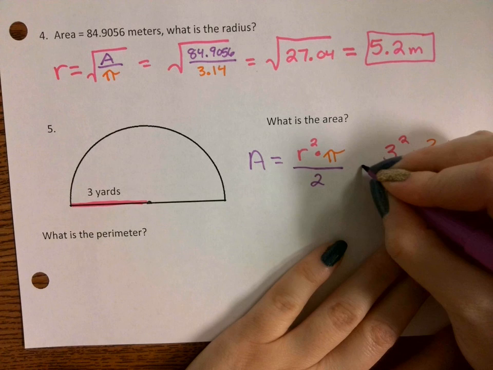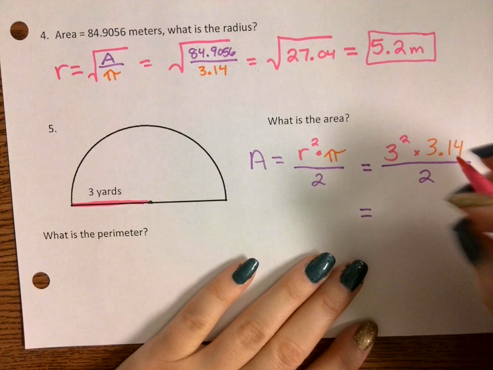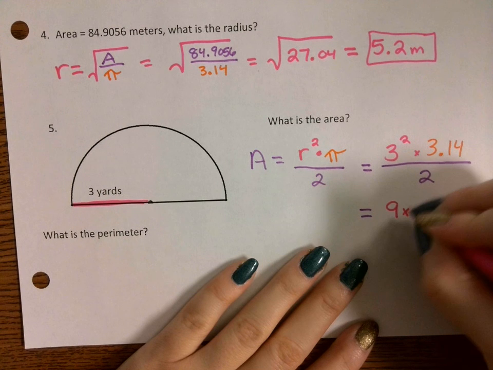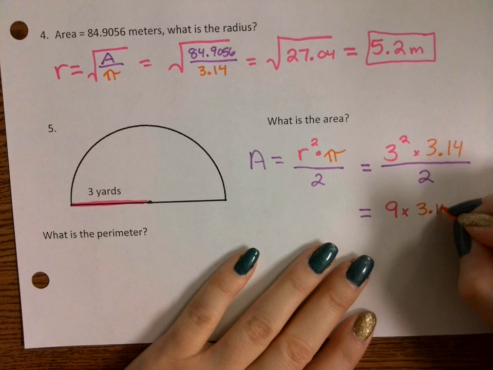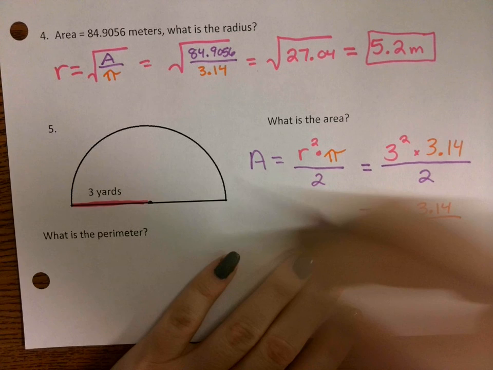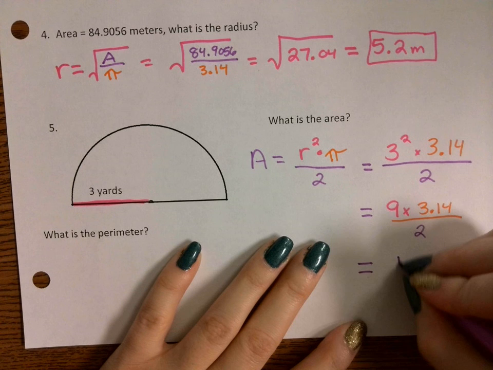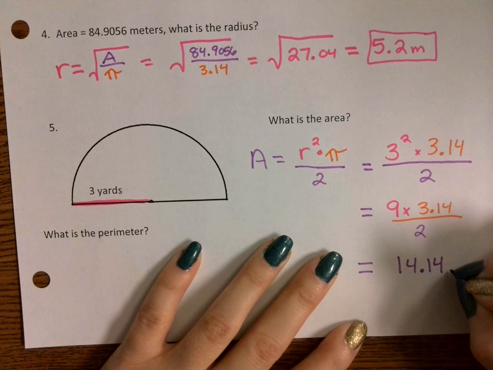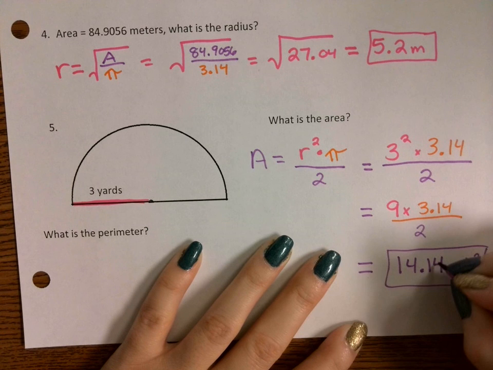Okay, 3 squared comes out to 9. You'll then multiply it by 3.14 and then divide that answer by 2. You're going to get that the area is 14.13 yards squared.